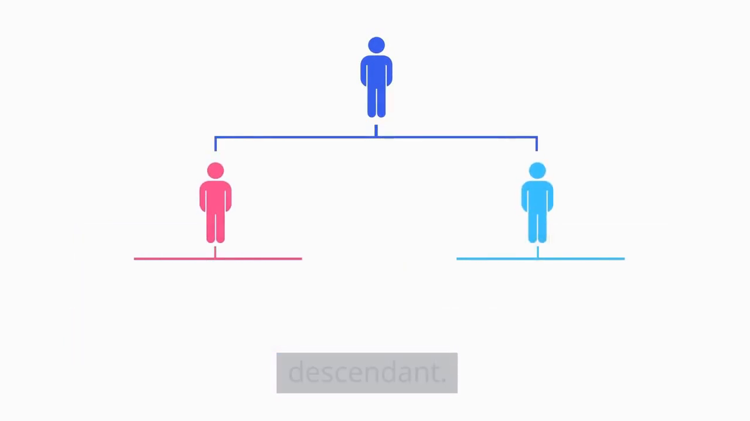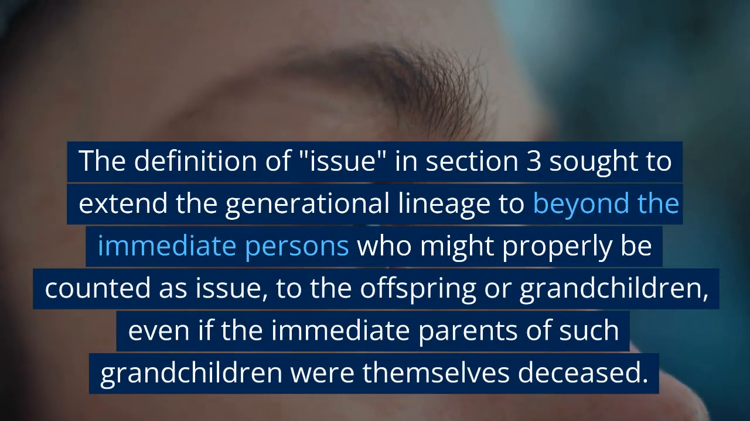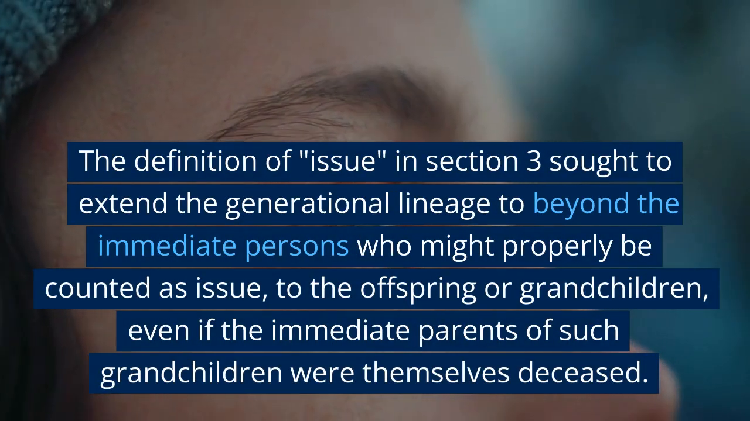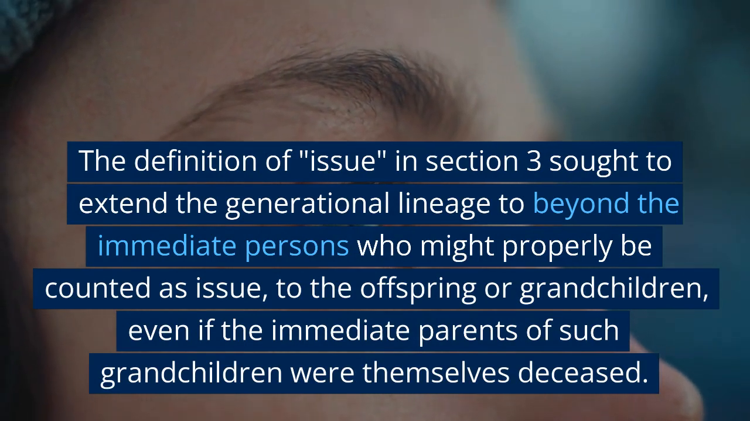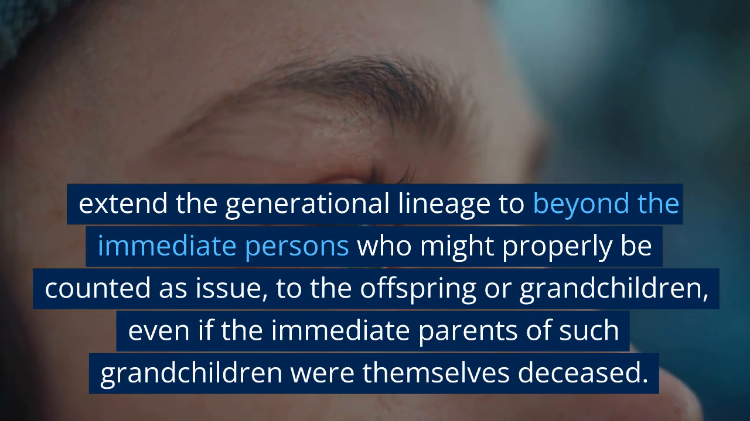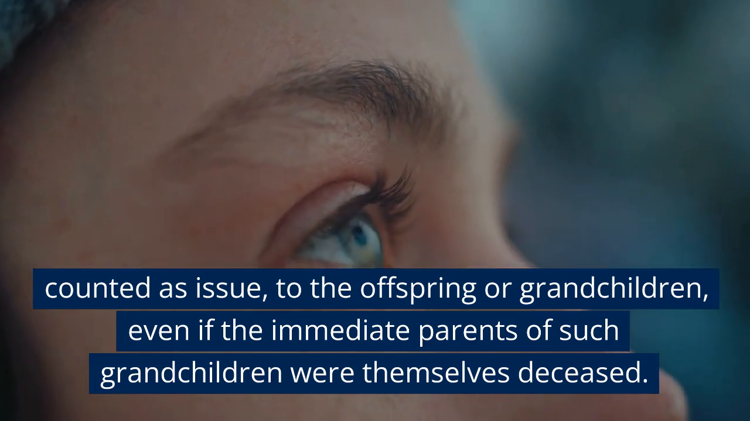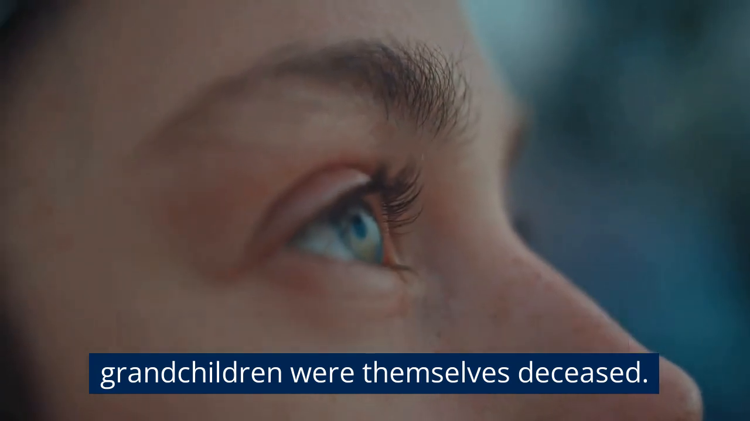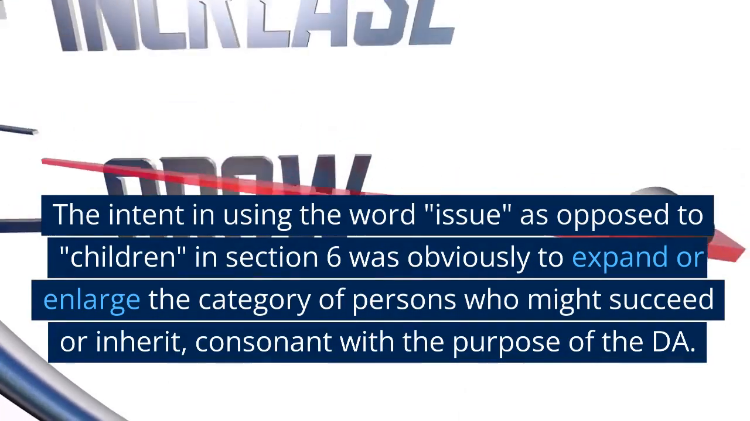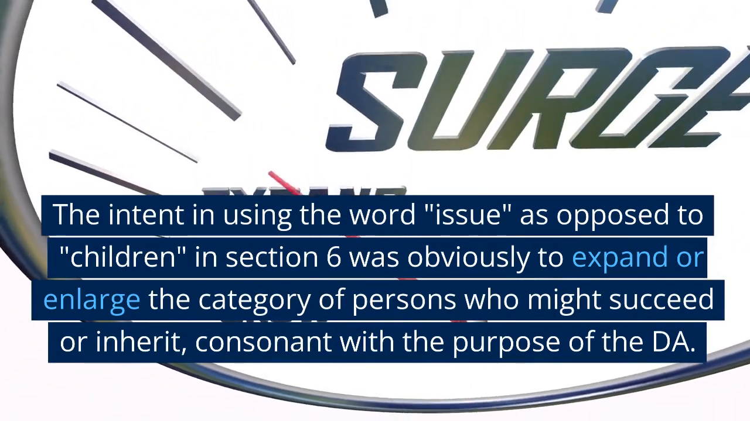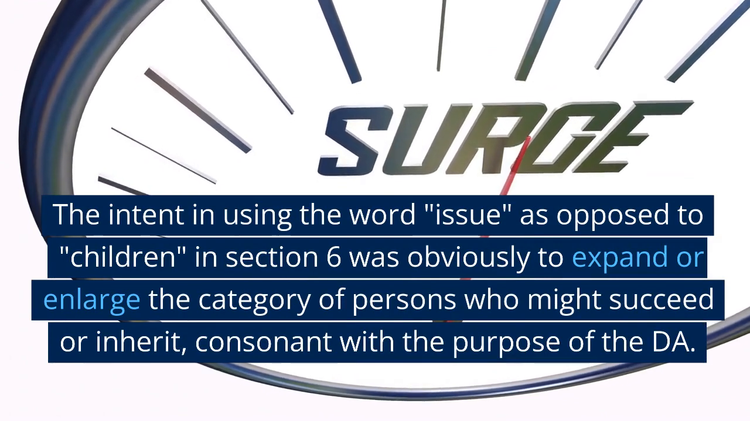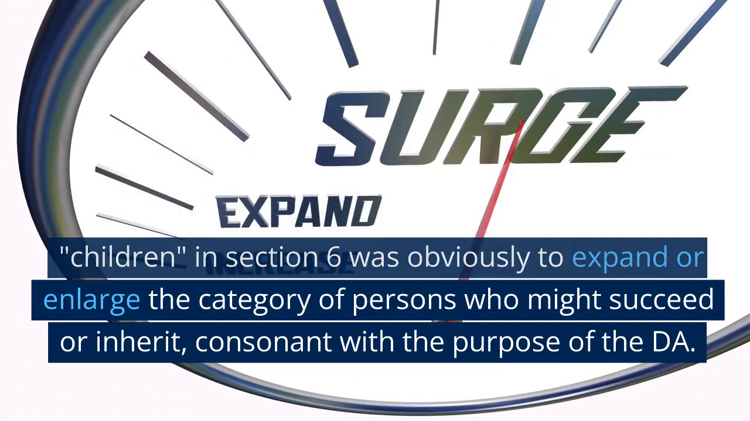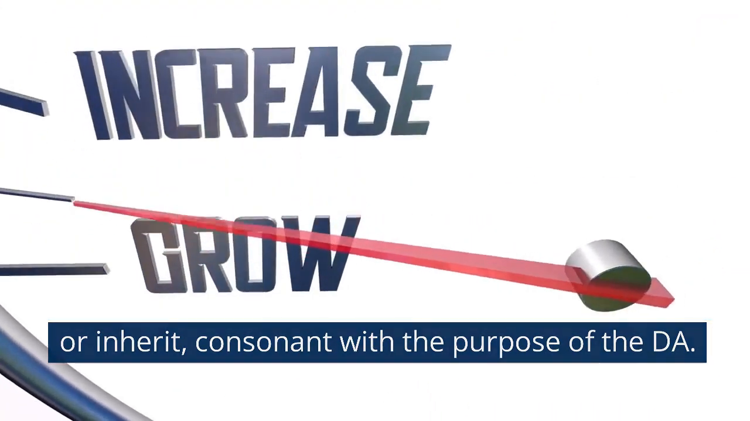The definition of issue in Section 3 sought to extend the generational lineage to beyond the immediate persons who might properly be counted as issue, to the offspring or grandchildren, even if the immediate parents of such grandchildren were themselves deceased. The intent in using the word issue as opposed to children in Section 6 was obviously to expand or enlarge the category of persons who might succeed or inherit, consonant with the purpose of the DA.